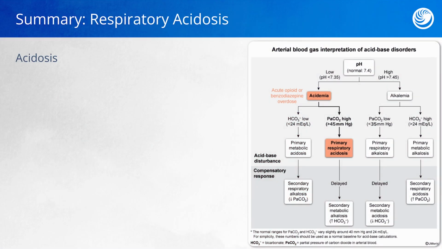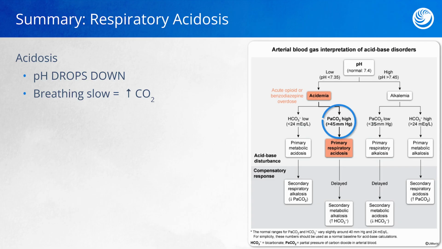Look at the image on the right for me. We're going to start with pH, and that pH is going to drop down. It's going to drop down below 7.35. This is how we know we're in acidic state. Because our patient is breathing slow, they're hypoventilated, we're going to see that CO2 high. It's going to be over 45.